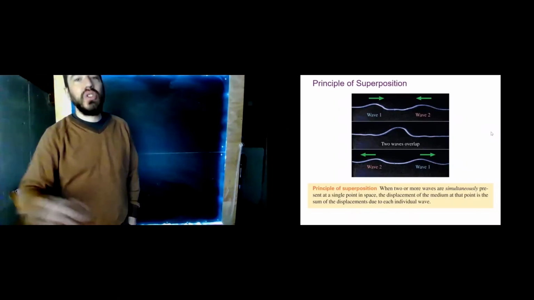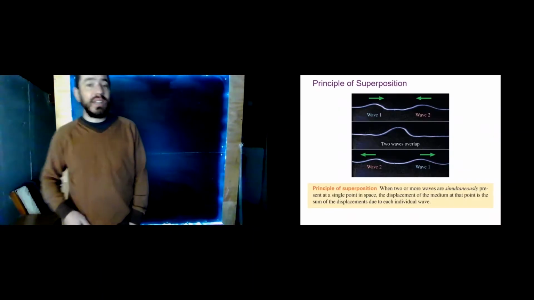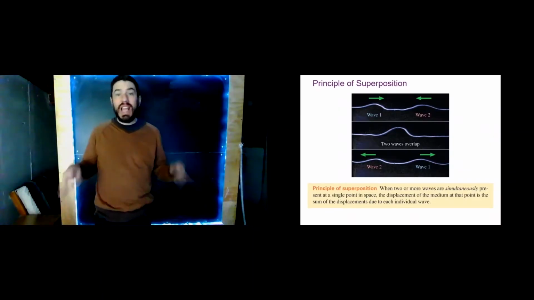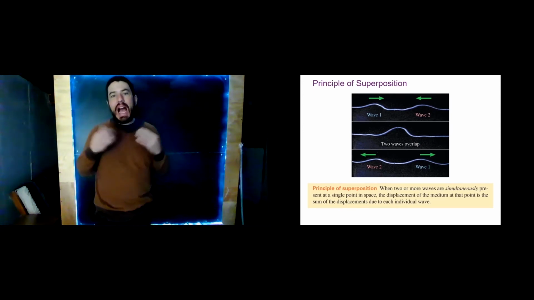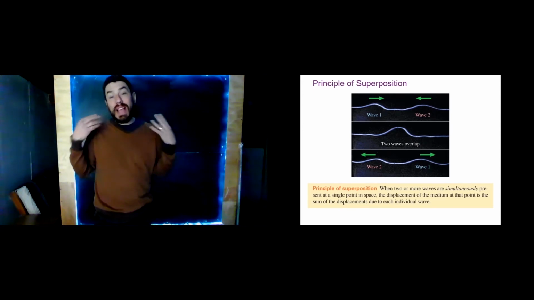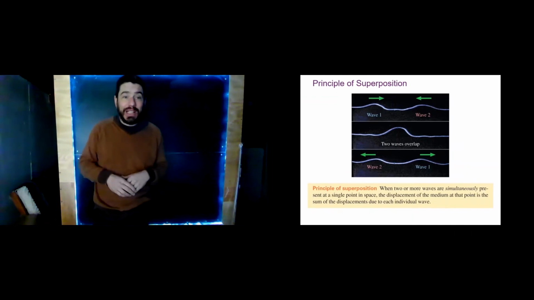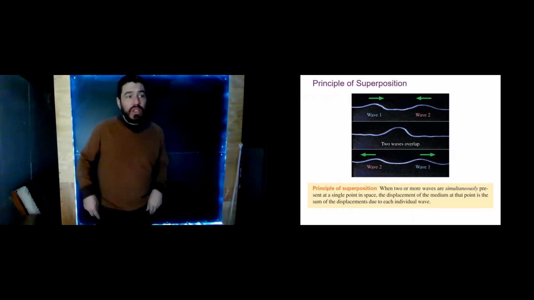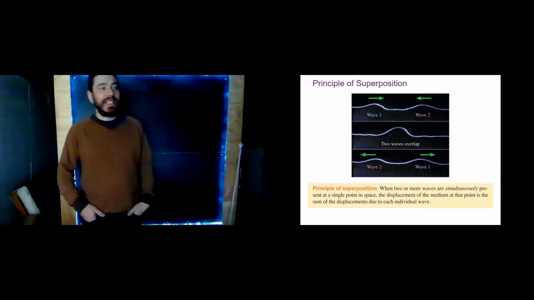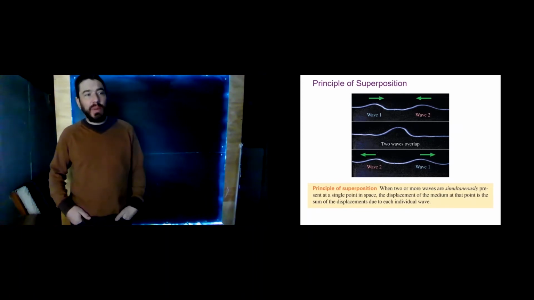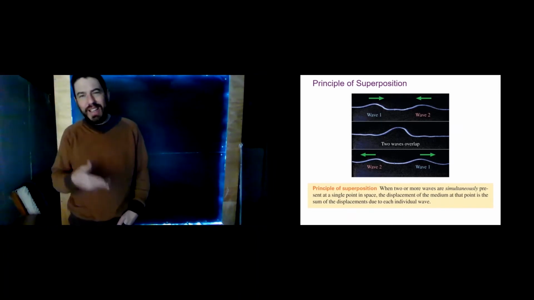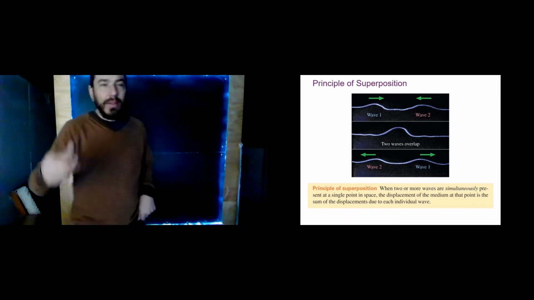First, let's talk a little bit about superposition of waves. So again, superposition is just this fancy word, and it means waves combining. How do we combine waves? How do waves add or sometimes subtract? So to say it fancily, when two or more waves are simultaneously present at a single point in space, the displacement of the medium at that point is the sum of the displacements due to each individual wave. Superposition is how waves combine.